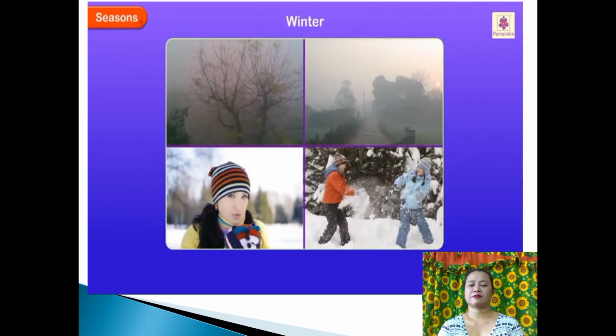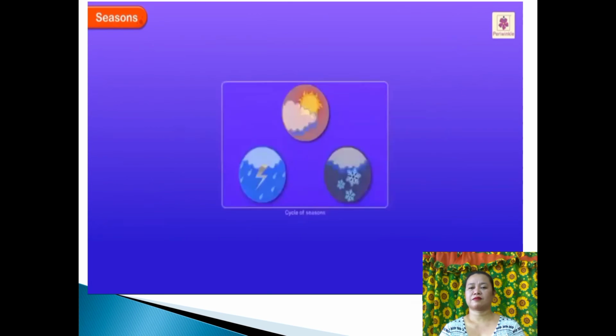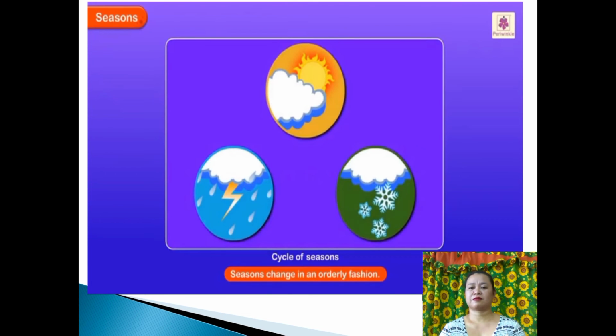Winter. After the rains, the weather becomes drier and cooler. October, November, December, January, and February are winter months. January is the coldest month. Seasons change in an orderly fashion. This change of seasons from summer to monsoon to winter is called the cycle of seasons.